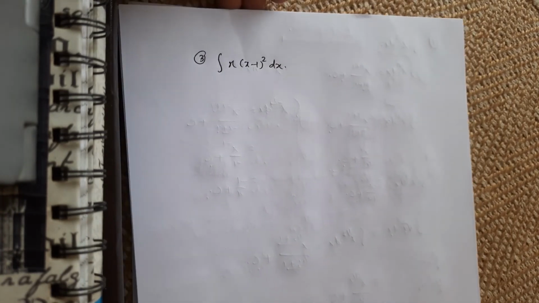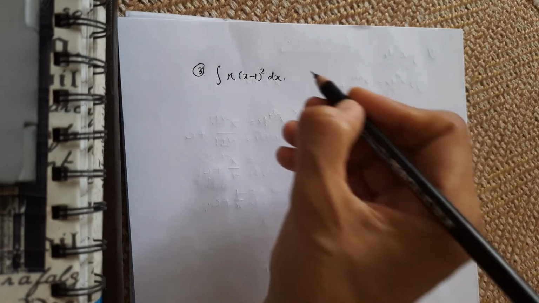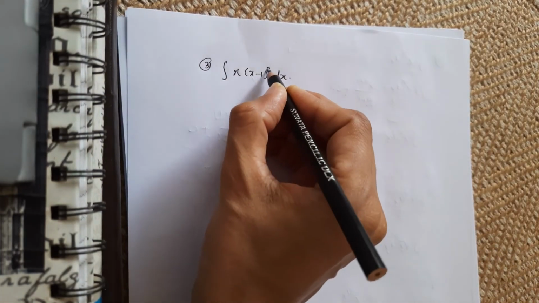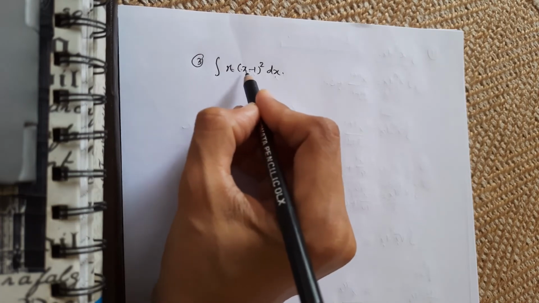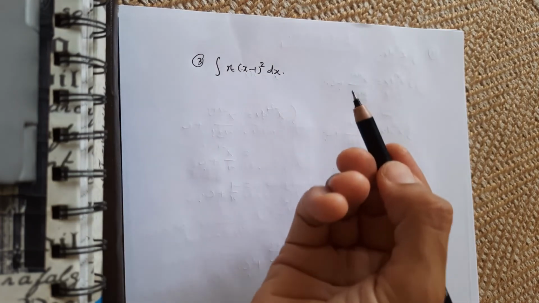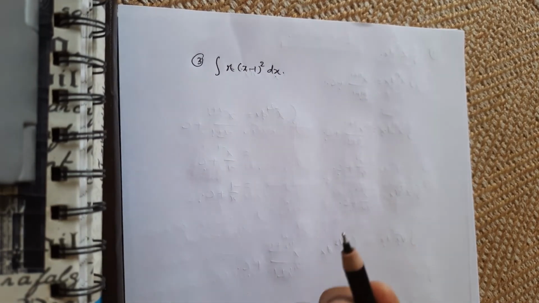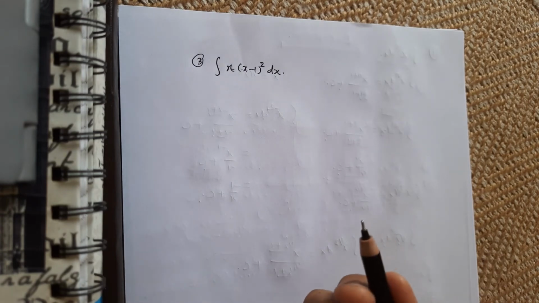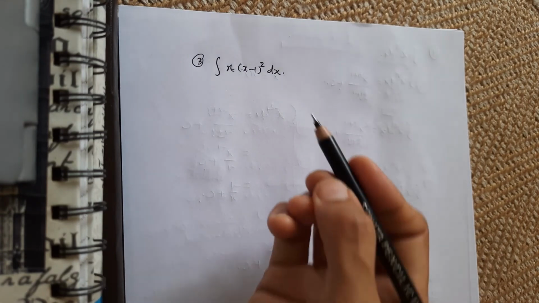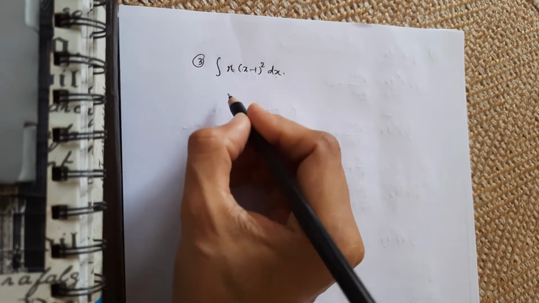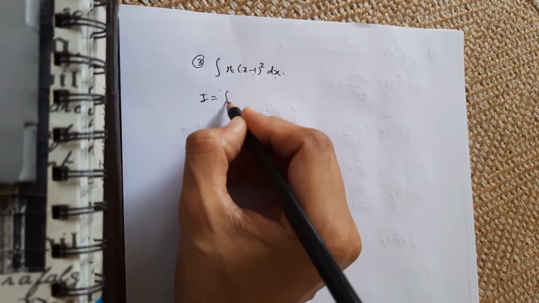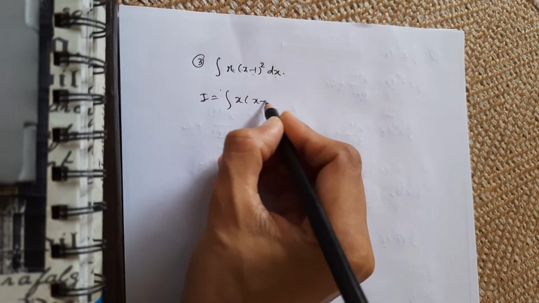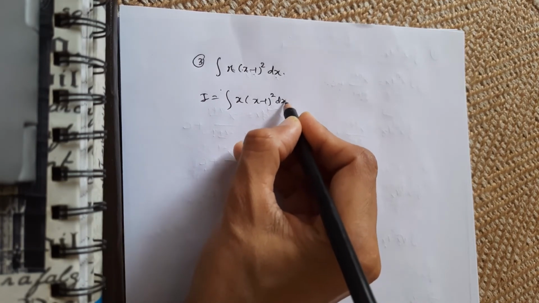Next example I am writing: integration of x into (x minus 1) square dx. Now there is a multiplication between two functions of x. Until now we didn't learn how to solve the integration of a multiplication, so I will simplify it by multiplying this out. So first of all I take I equals the integration of x into (x minus 1) square dx.